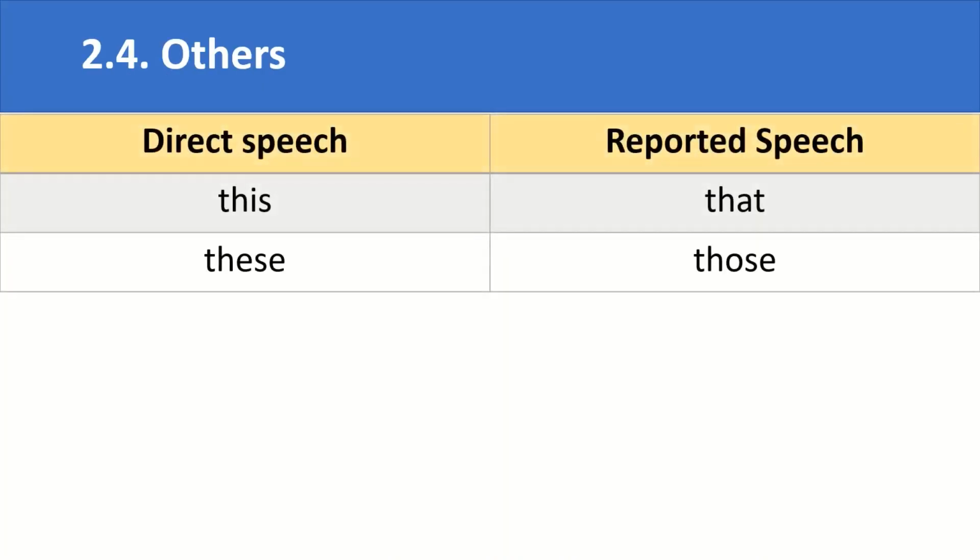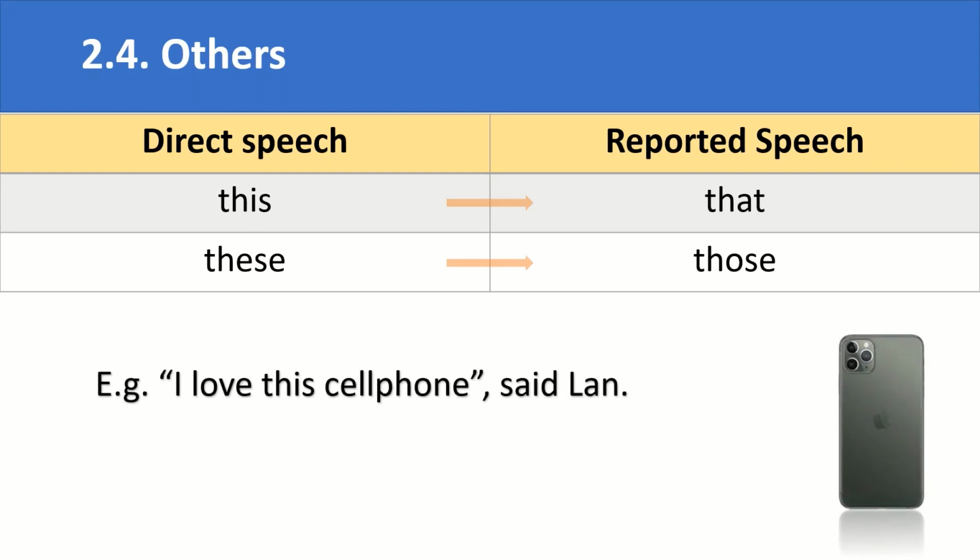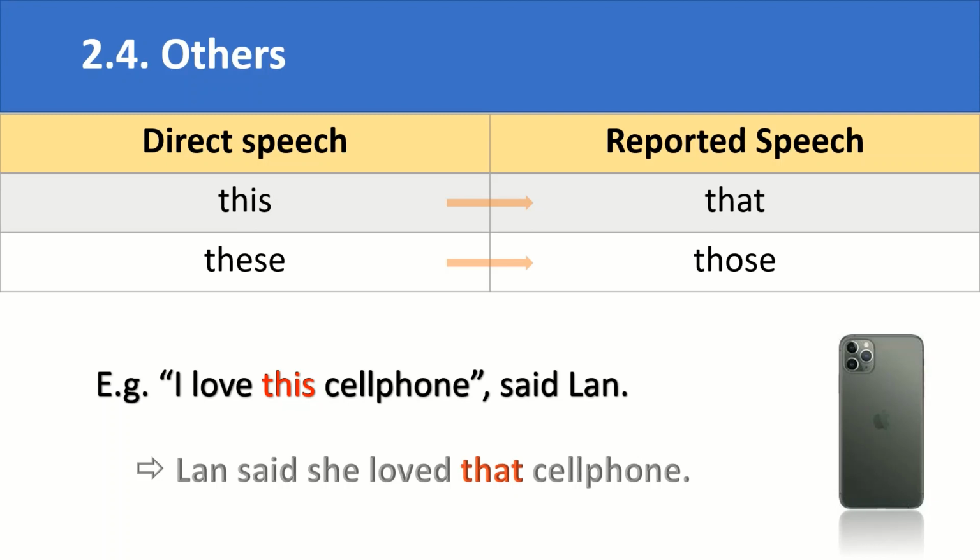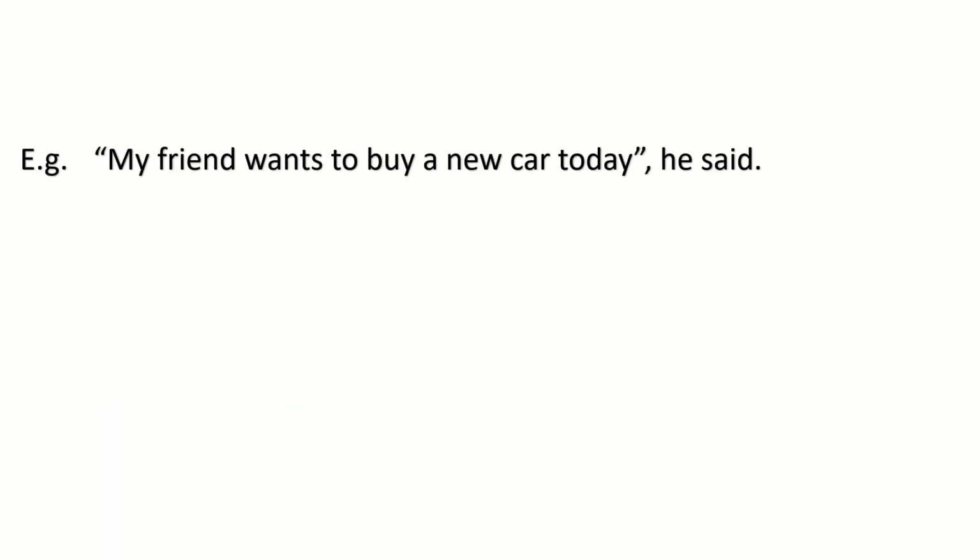And other information you have to change. For example, this to that, or these to those. Okay, please learn all of these things by heart. For example, I love this cell phone, Lan said. So I can write, Lan said she loved that cell phone. Is it clear? Let's move to another example.